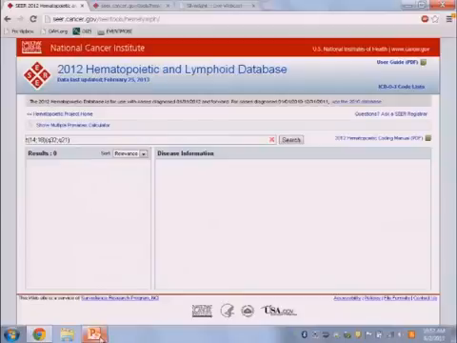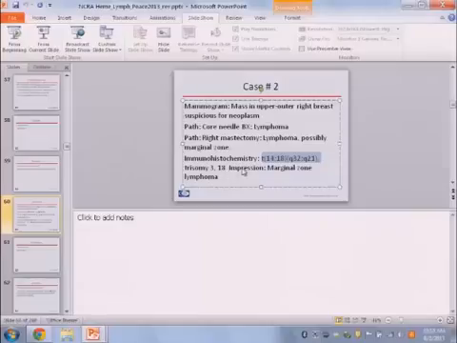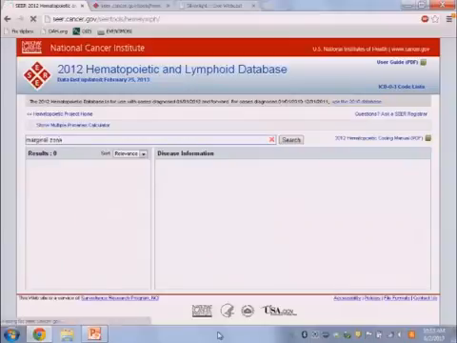So let's go back to our case where our diagnosis is what? Why isn't it just lymphoma? Because lymphoma by itself is just NOS. It's not specific. And a marginal zone is a specific type of lymphoma. Okay? And what's the primary site? Remember, we're teaching you to use the tools. So what we need to look up is marginal zone. So don't guess. Use a database.